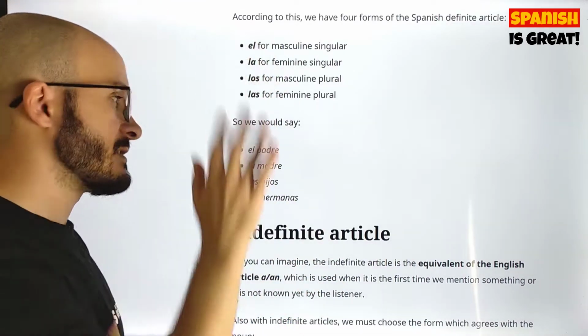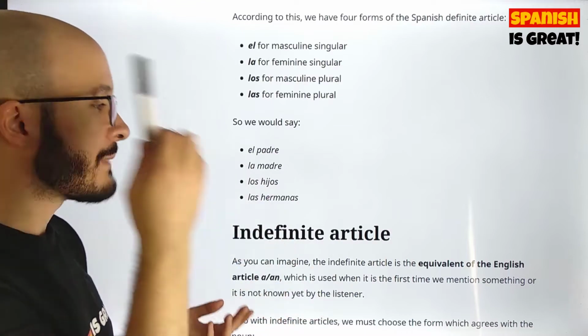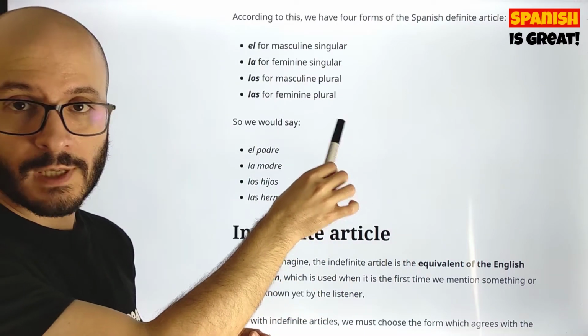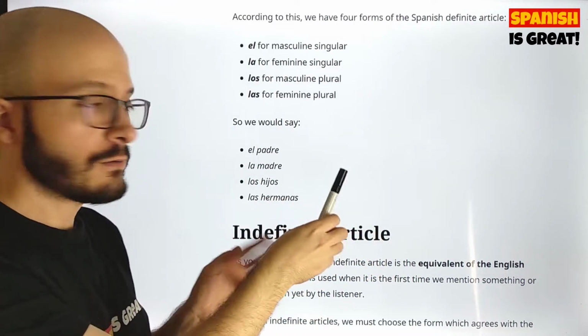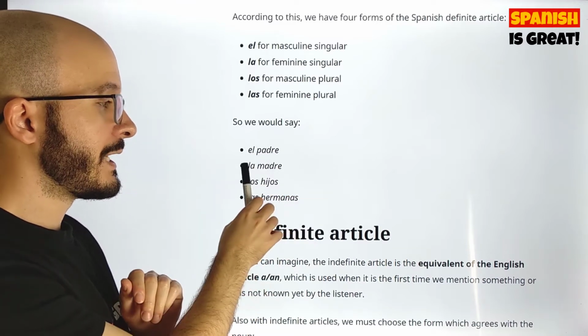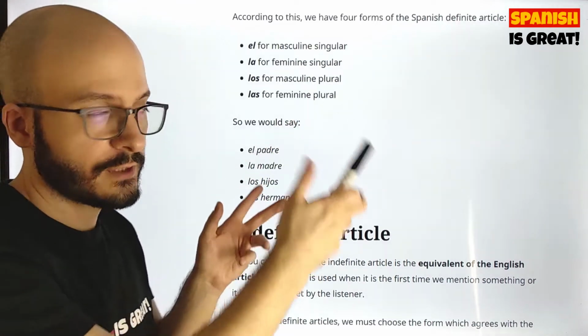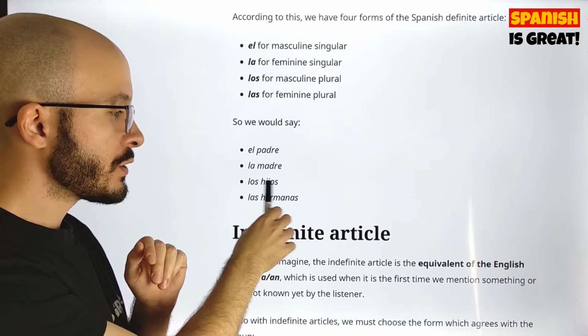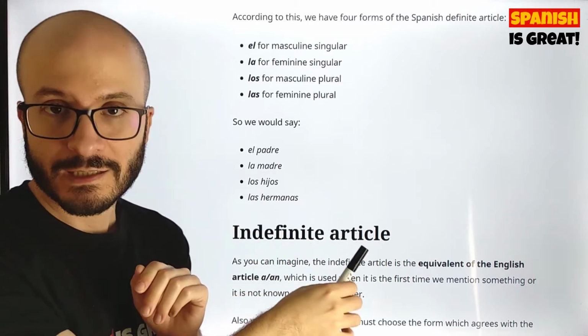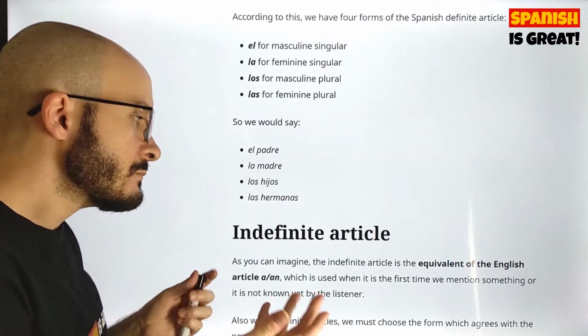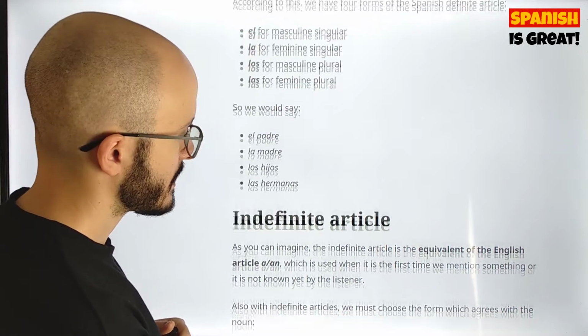Just that. For example, imagine it's amigo, friend. So it would be el amigo, la amiga, so the girlfriend, la amiga, los amigos, las amigas. Quite easy, let's say.